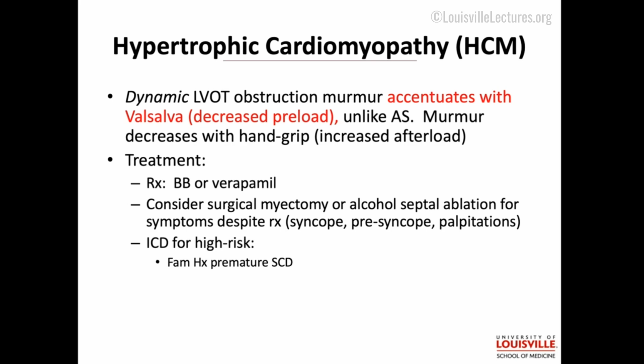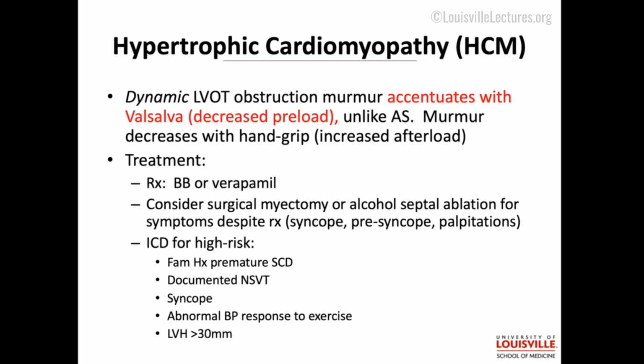Those high-risk features include family history of premature death, documented non-sustained VT, either on a stress test or when they're in a hospital for some reason, or on a Holter, syncope, abnormal blood pressure response to exercise, or if their walls are greater than 30 millimeters or 3 centimeters. These are all high-risk features that cause us to consider an ICD.